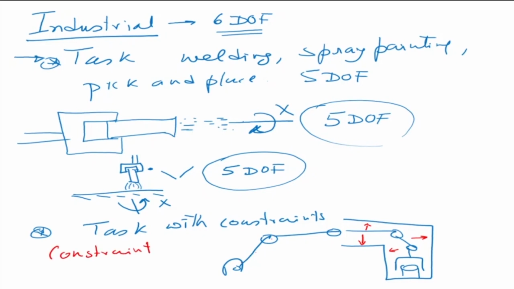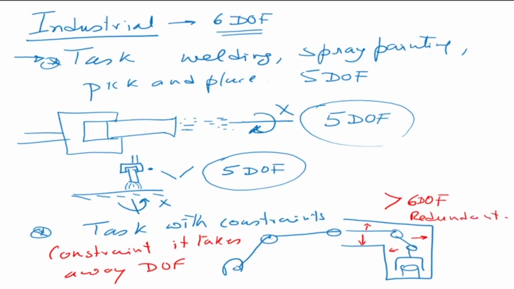What the constraint does is it takes away degrees of freedom. So if the robot has 6 degrees of freedom, the moment it gets inside there, some degrees of freedom will be taken away because it can't move, it's stuck now. So in that case, you will need more degrees of freedom. For a task with constraints, you may require robots with greater than 6 degrees of freedom. Such robots are very often called redundant robots.